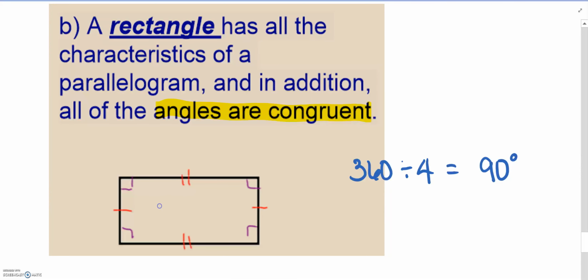So if we look at our rectangle, we know that all the angles are congruent and they're right angles, so I put the right angle symbol in. We know that opposite sides are congruent, so I put those symbols in. We also know that opposite sides are parallel, so I'm going to put those symbols in.